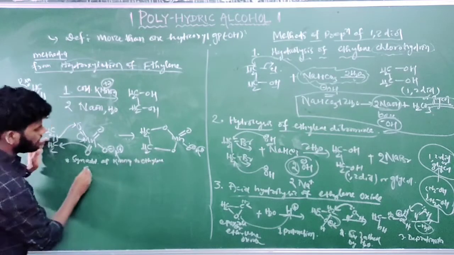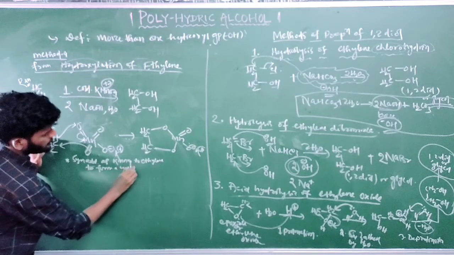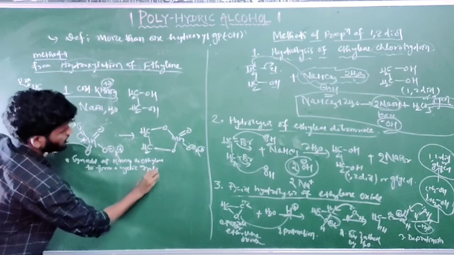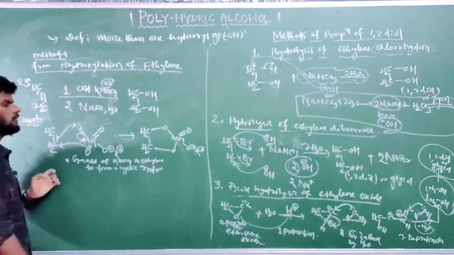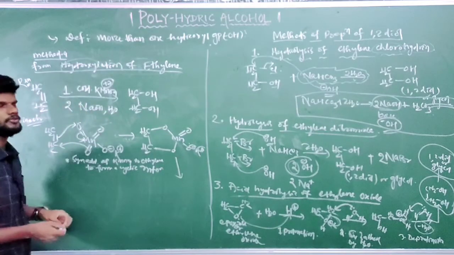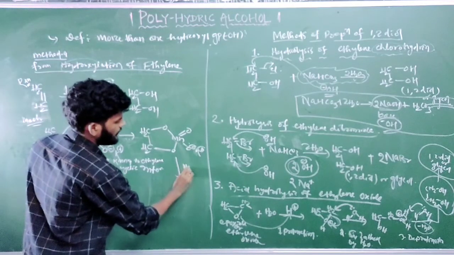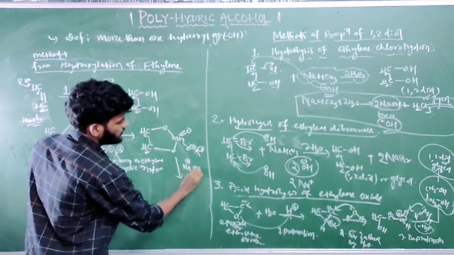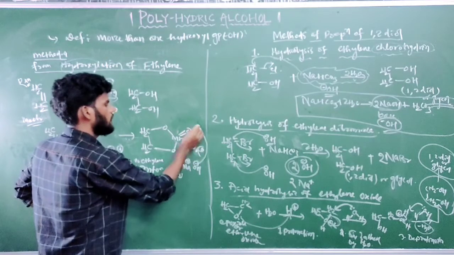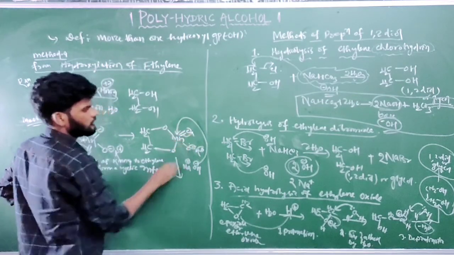What will it form? A cyclic intermediate. Okay, in the next step what will happen? In the next step we are using sodium hydroxide, Na+ OH-. So OH- here will attack this manganese, and this bond moves over to oxygen.